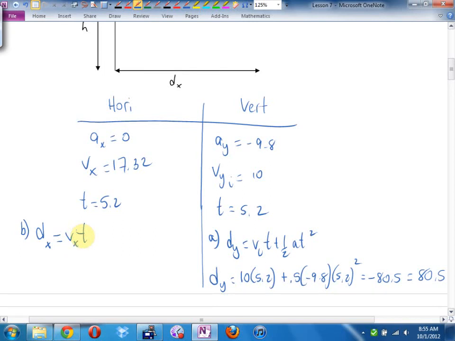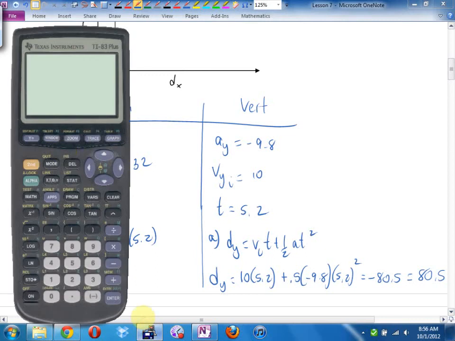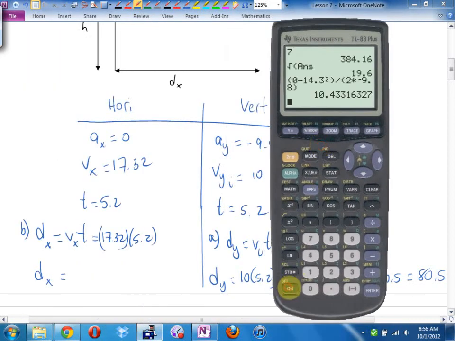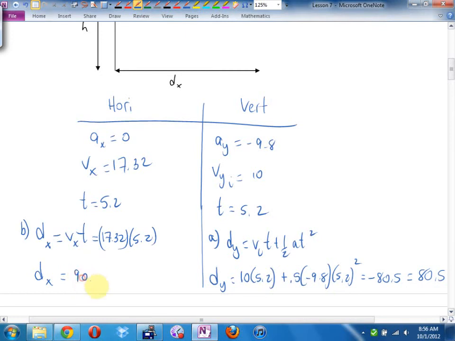What happened to the half at squared? Oh, a is zero horizontally. If we ignore air resistance, and we are. So it's just going to be 17.32 times 5.2 meters. Okay.